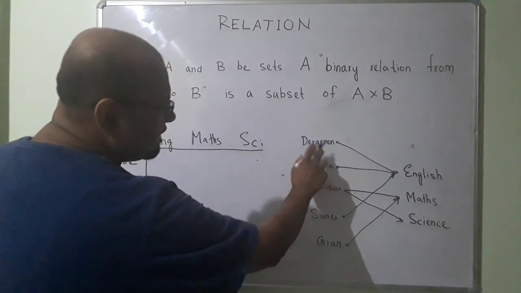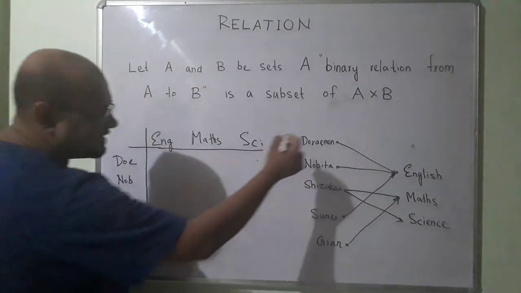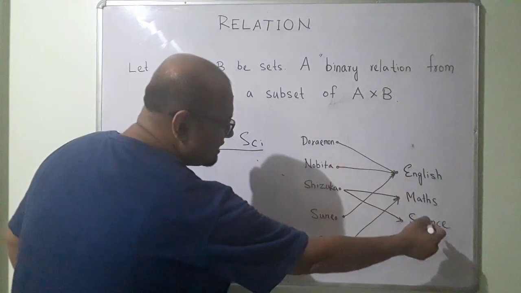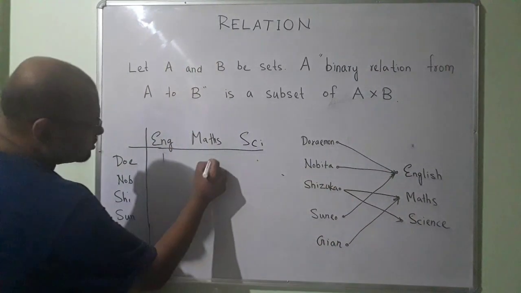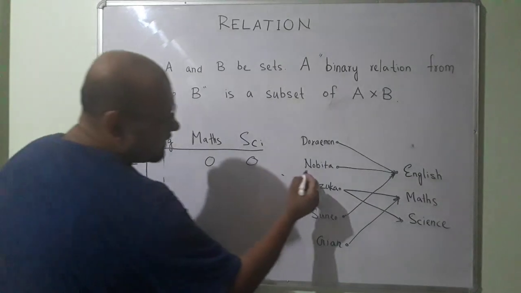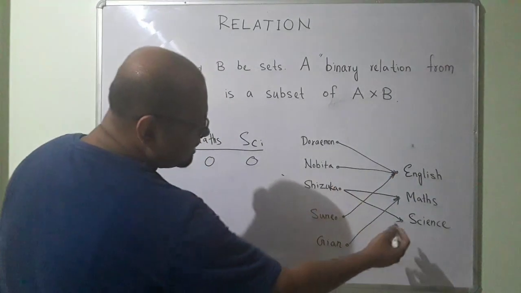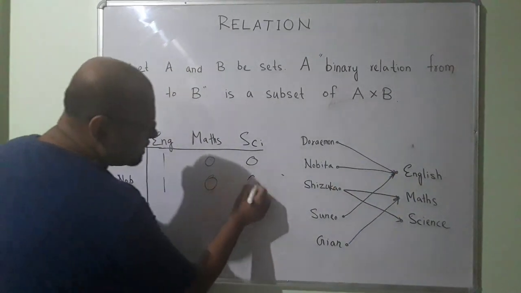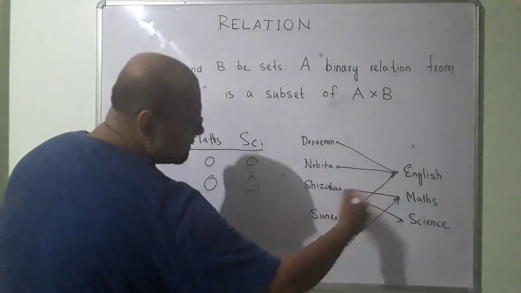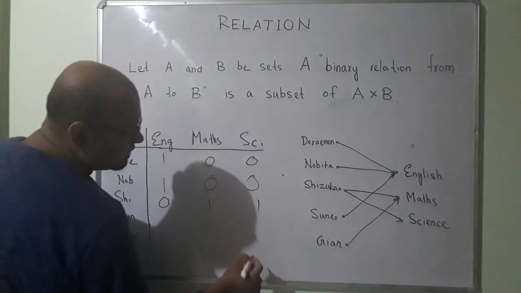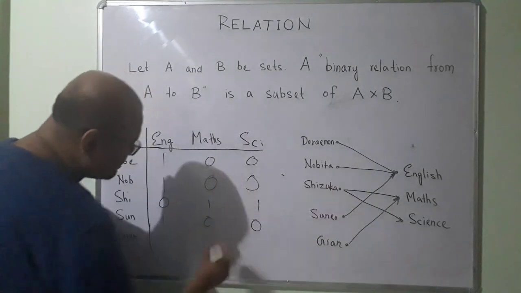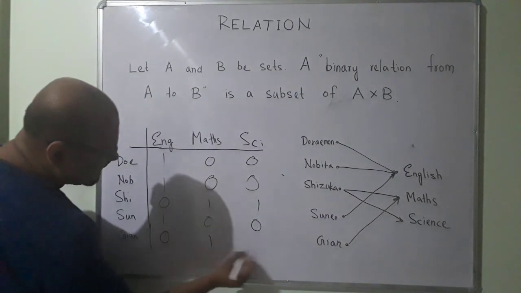Doraemon English is there in the relation, so I will indicate this with 1. Then Doraemon Maths is not there, Doraemon Science is not there. So this will be 0. Nobita English will be 1. Okay. Then Nobita Maths is not there, Nobita Science is not there. So this will be 0. Then Shizuka English is not there. So this will be 0. Shizuka Maths is there, Science is there. So this will be 1. Sunio English is there, rest of Maths and Science are not there. Jian Maths is there, English and Science are not there.